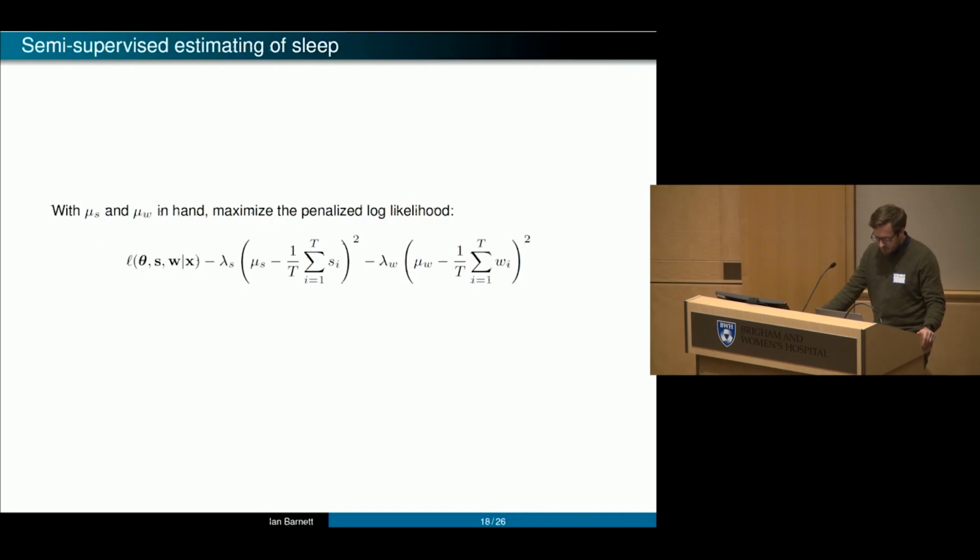So with μS and μW in hand, quite simply, what if we just maximize some kind of penalized log likelihood, right? So we have our naive approach from before. This is what the data alone would tell us. But now we're penalizing the empirical mean of our sleep estimates from μS, and we're penalizing the empirical mean of our waking estimates from when you told us your average time to wake was, right? So we're forcing our model to align with what you said your average time to wake and your average time to sleep was. It's a pretty simple idea, right?